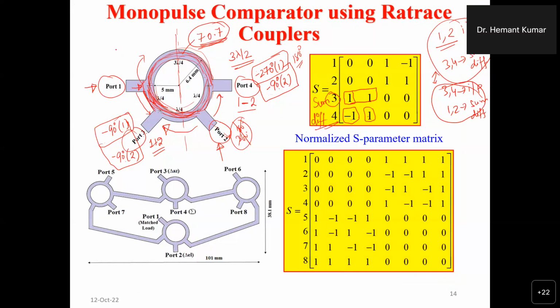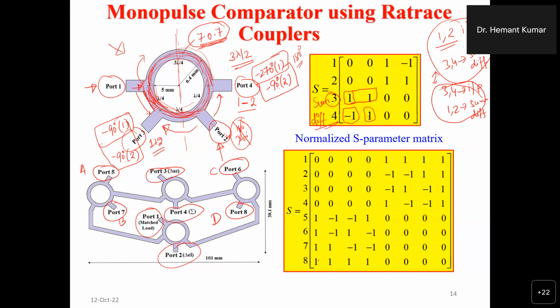So this rat race coupler can be used as a monopulse comparator for tracking the target in one plane. But if you want to track the target in both planes, you have to connect 4 of these rat race couplers in such a way that this port is connected with antenna A, this port with antenna B, this port with antenna C, and this port with antenna D. Then the other 4 ports will give you sum and difference. This is port 1, this is port 2, this is port 4, this is port 3. So these 4 ports will give you the sum and the difference.